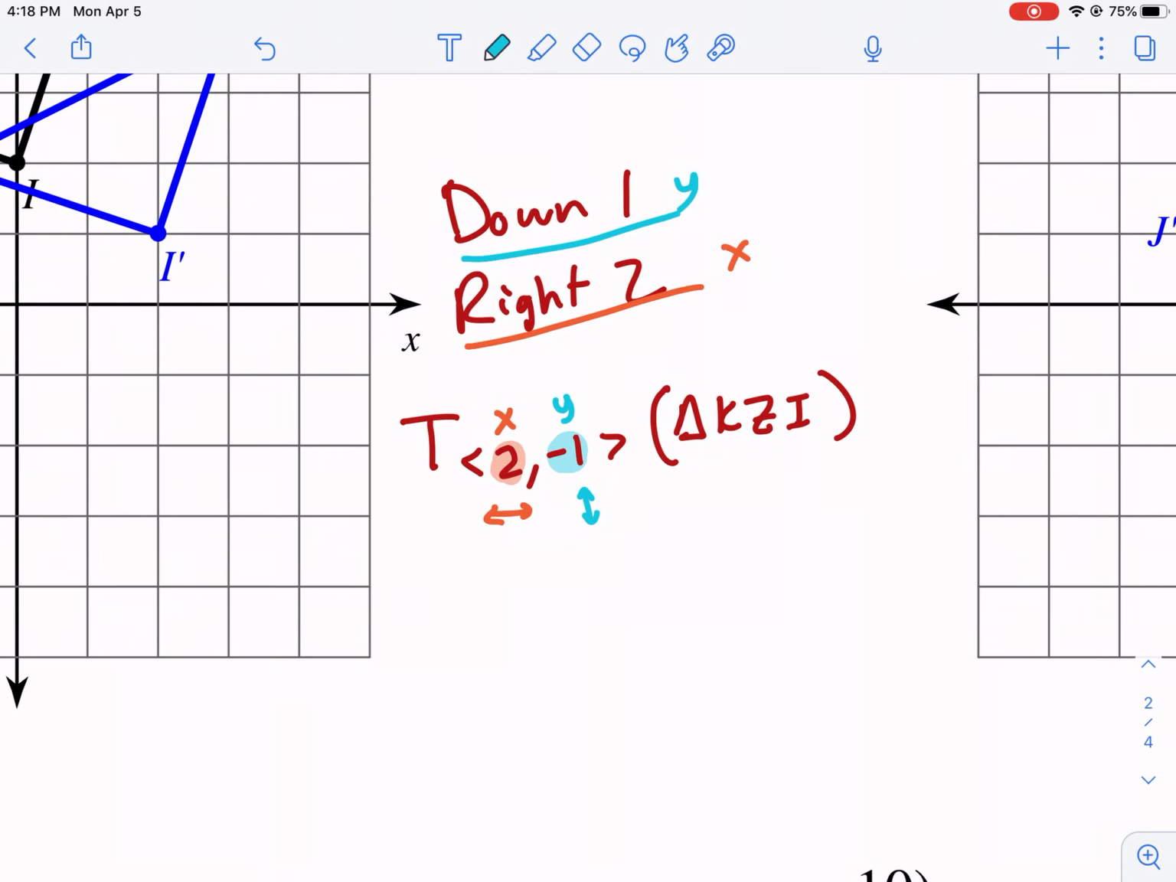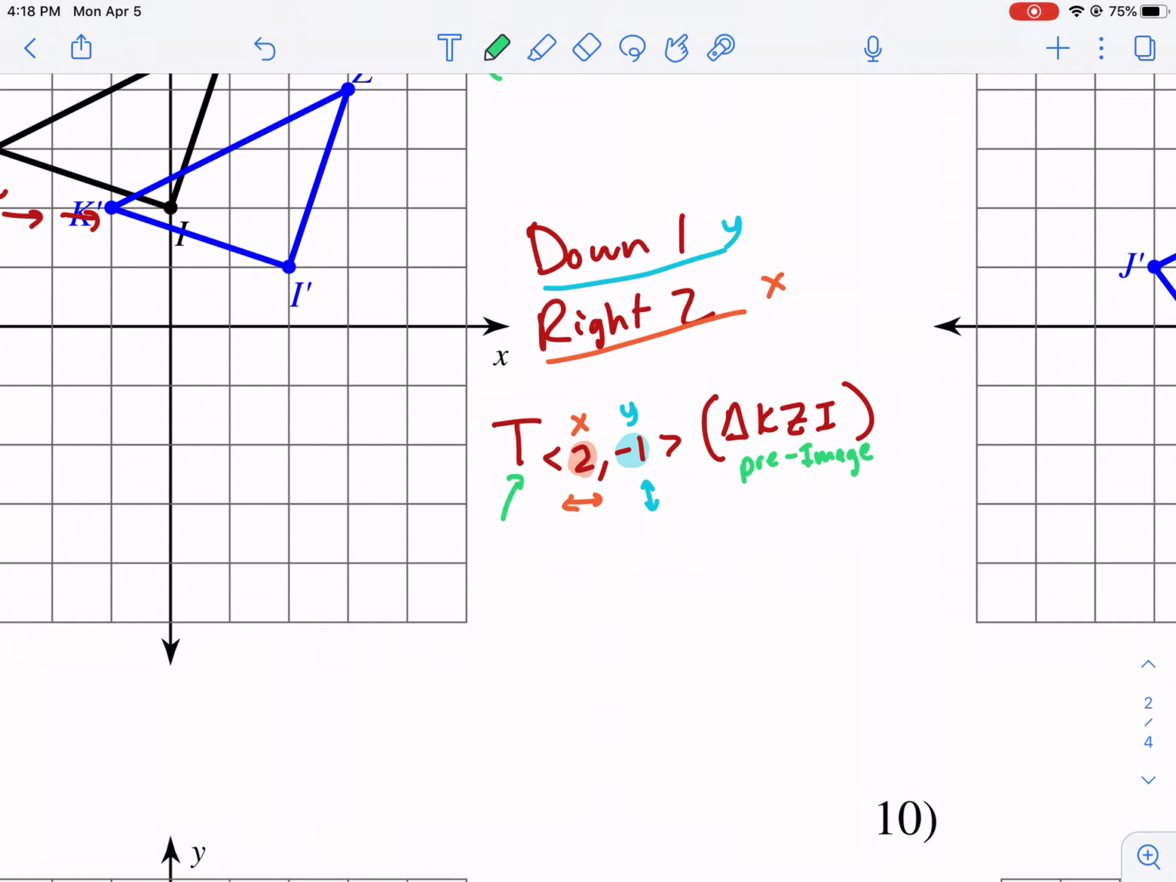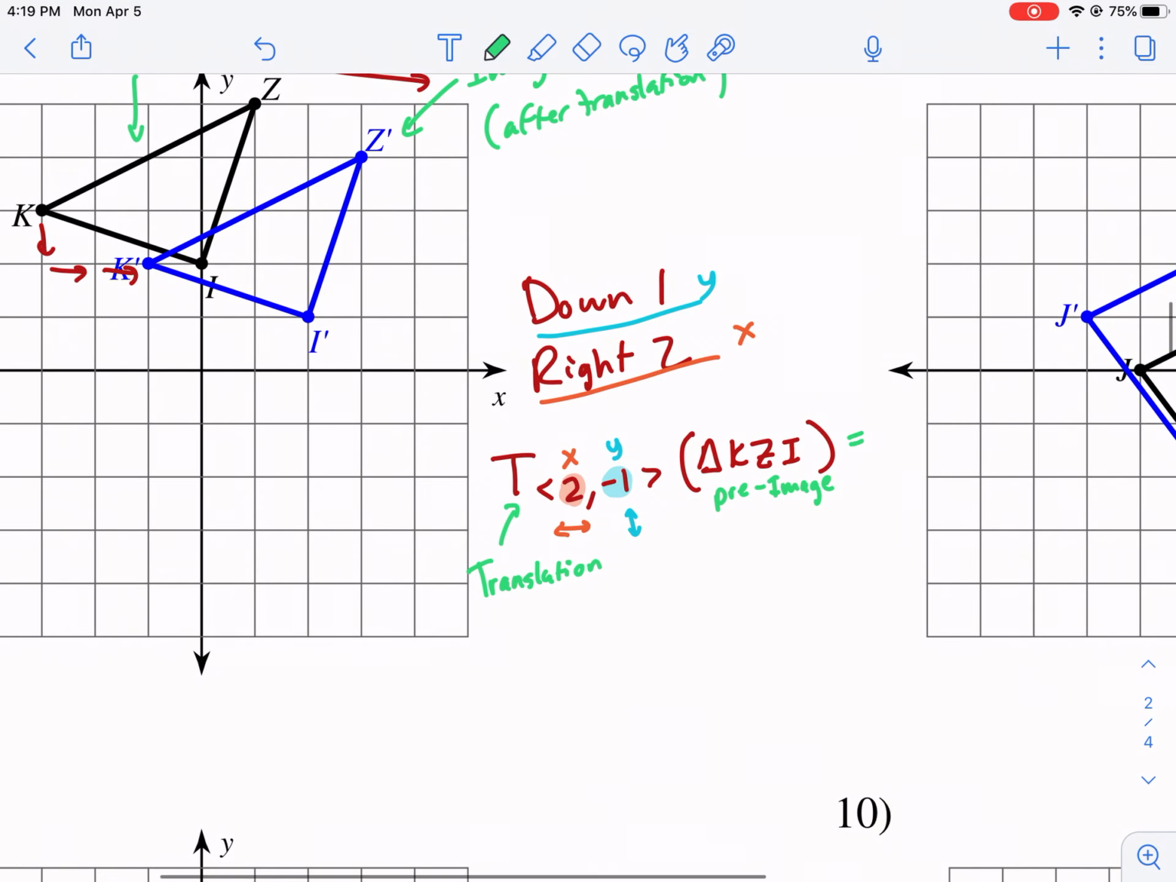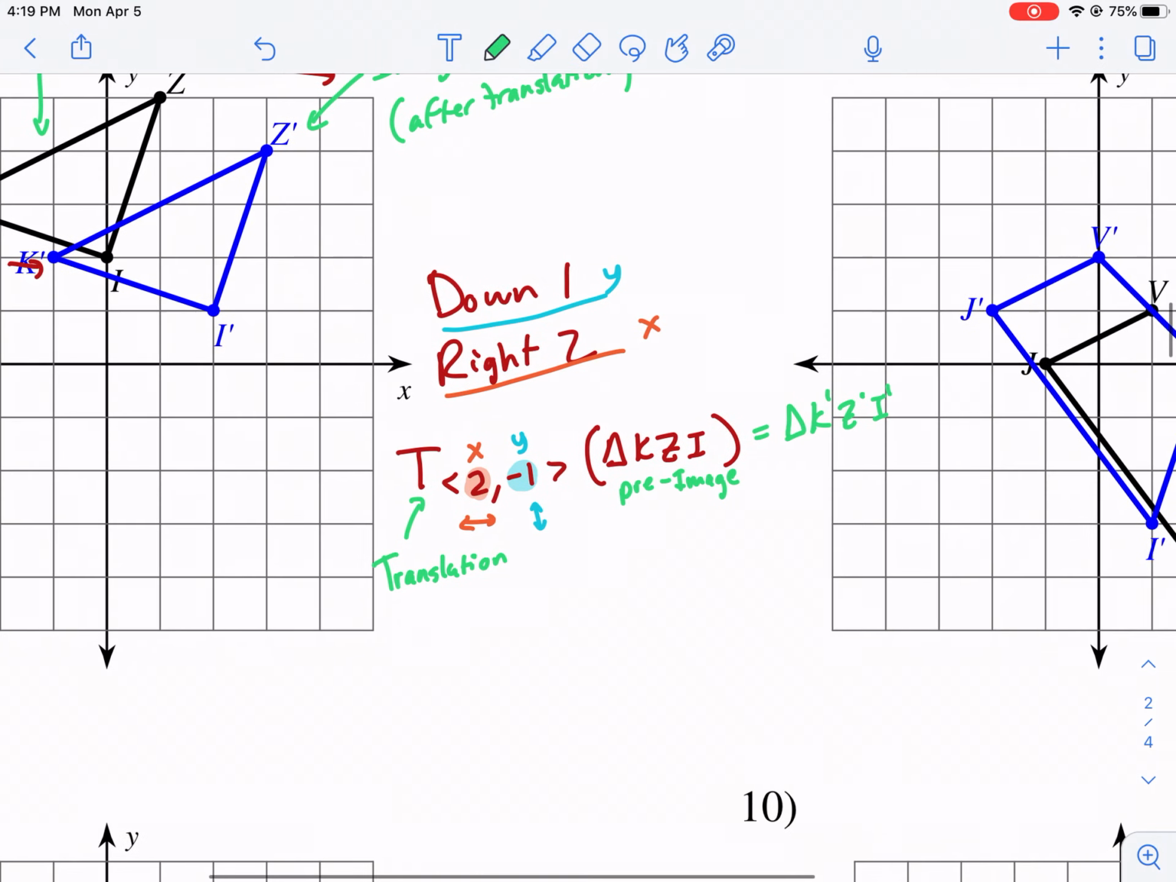And then we always put our pre-image in this spot here in the parentheses. So there's our pre-image. This big T just stands for translation. Okay, so this is translation notation, and then technically we would write in parentheses, this would equal K prime, triangle K prime, Z prime, and then I prime. That would be the full, complete notation right there.